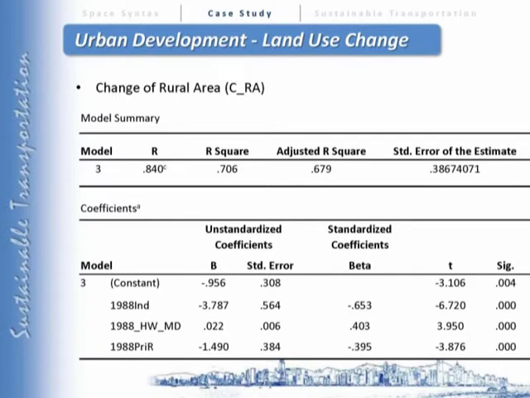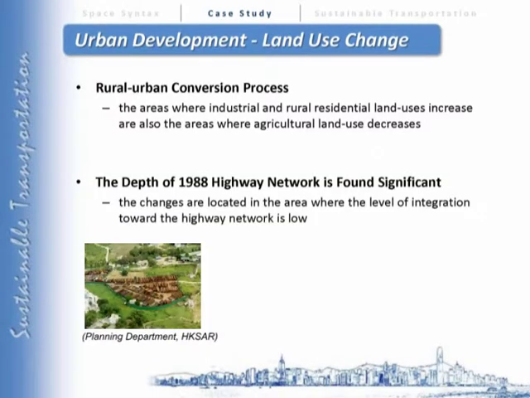Here is the regression result of the change of rural area. Only 3 parameters are considered significant, including industrial and private residential land use of 1988 and the mean depth of the highway network of 1988. The results indicate a rural-urban conversion process. The areas where industrial and rural residential land uses increase are also the areas where agricultural land use decreases. And the depth of the year 1988 highway network is found significant in such a process.